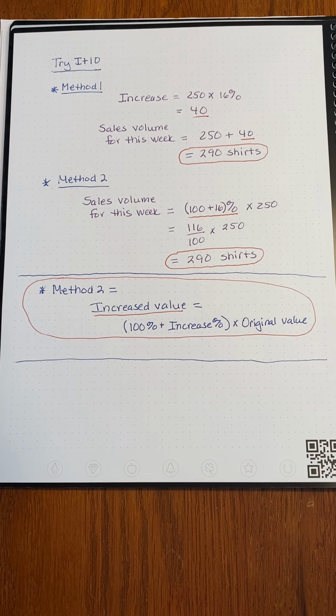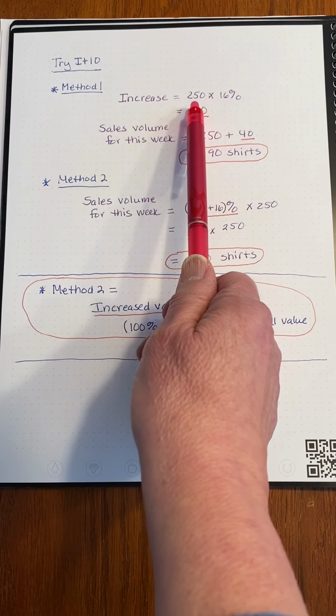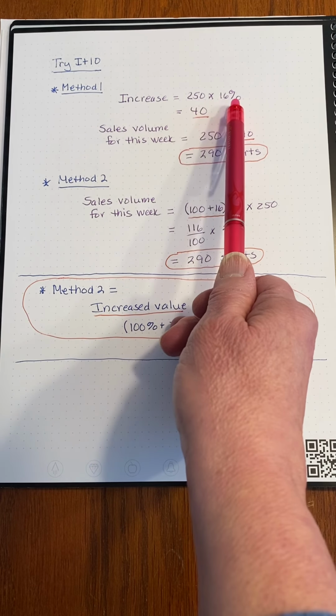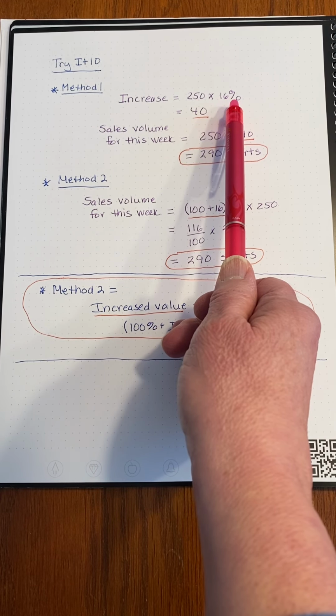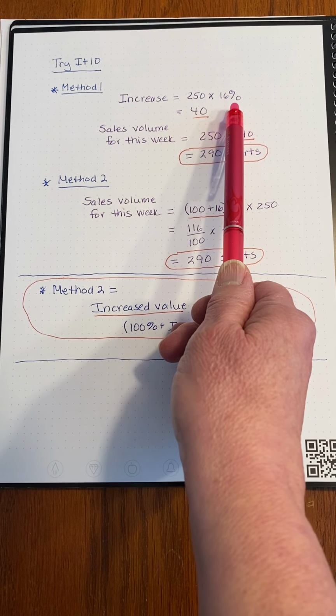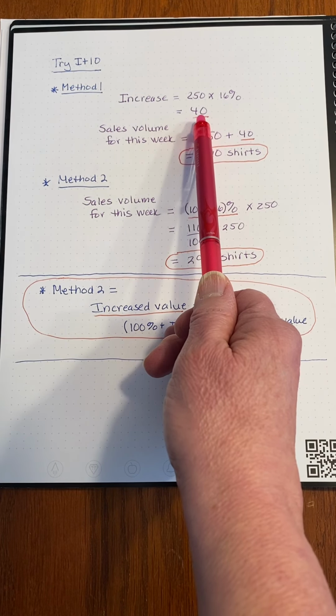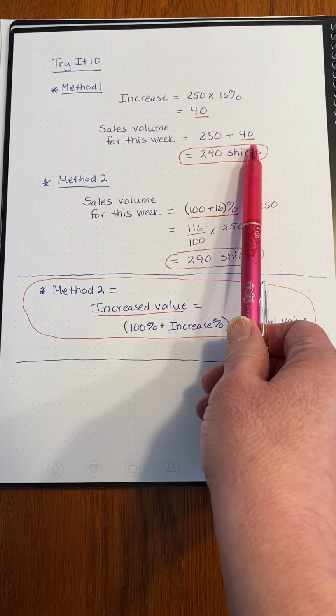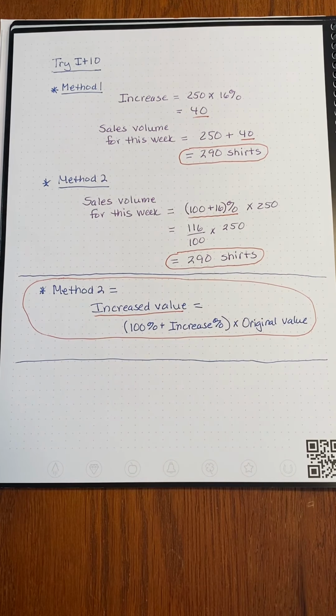There's two ways to do this. We have an increase. We start at 250 and we're increasing it by 16%. So it's 250 times that increase percentage, 16%. Putting that into my calculator, I calculate that increase to be 40 shirts. So the sales volume this week then, since it was an increase of 40 shirts, I add last week's sales to this week's sales, and I have an increased selling this week of 290 shirts.